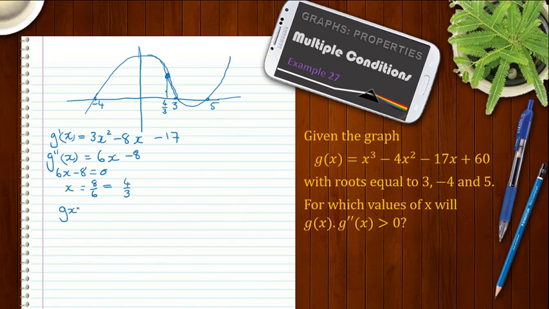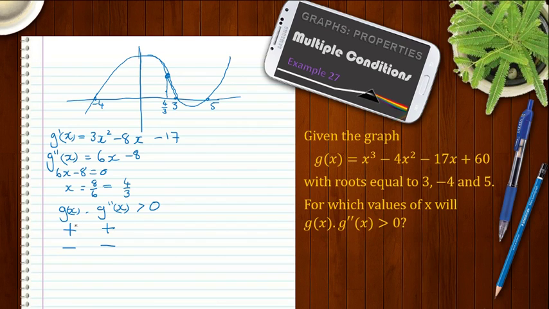Okay, now let's write down what we need. We need to say g(x) times the second derivative being greater than 0. Greater than 0 means positive. So to get a positive value when I multiply two values, I can either multiply a positive with a positive, or a negative times a negative, which also gives me a positive. So what I need to do is see from my graph where both are positive and also where both are negative.